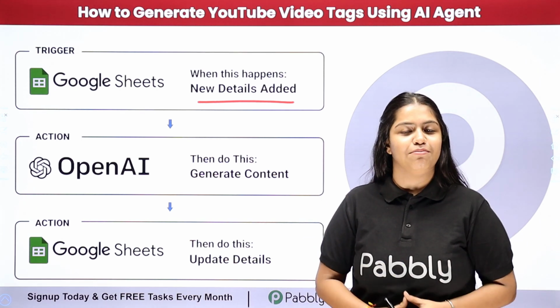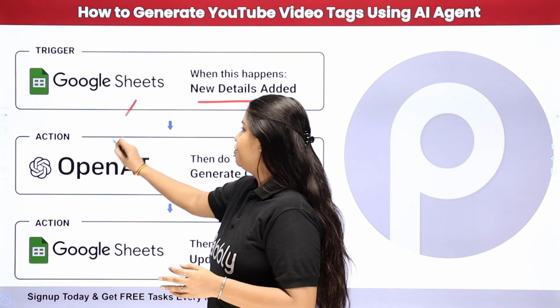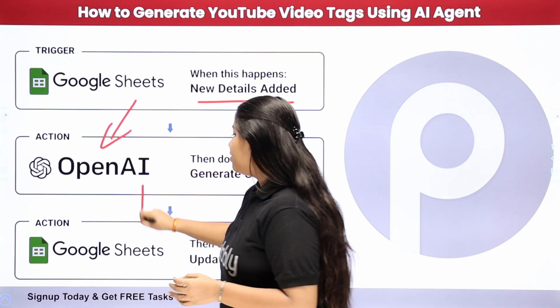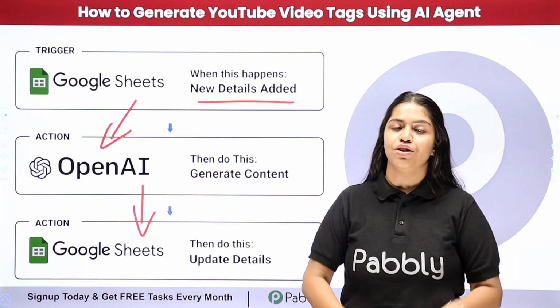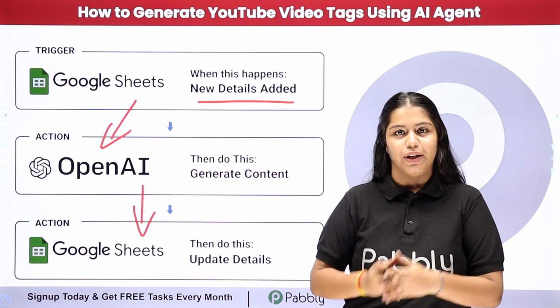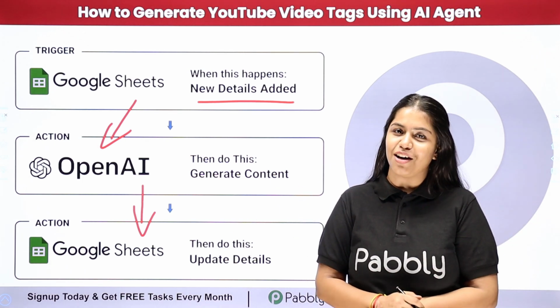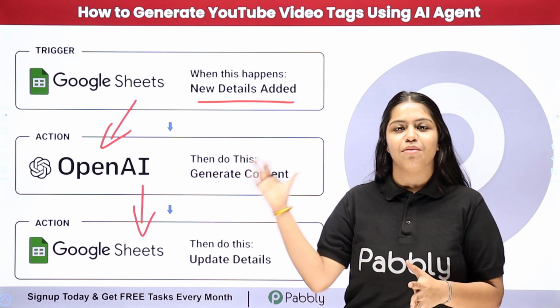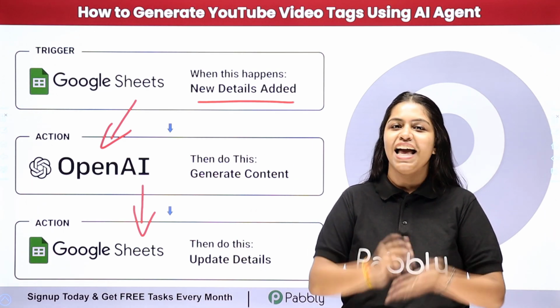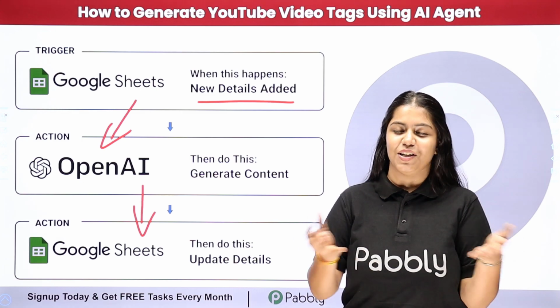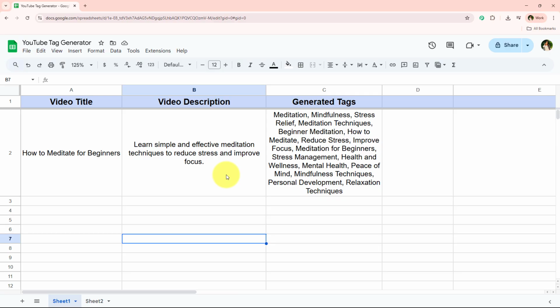So to do this, we are simply going to create a connection between Google Sheets, OpenAI and Google Sheets, and to create this connection without knowing any programming or coding language, we are going to use Pabbly Connect. It is an amazing automation software. So if you also want to create this amazing automation for your own business, then for that you have to come with me towards my screen. Welcome to my screen everyone.